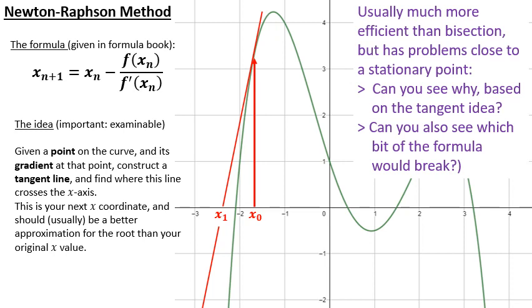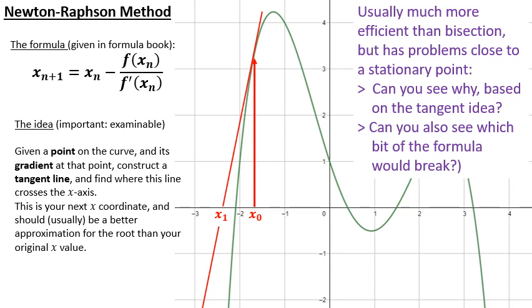If you go directly at a tangent to a stationary point, it'll be a perfectly horizontal tangent and it will never cross the x-axis. So you certainly can't use a stationary point, because the entire thing breaks down. You can even see that within the formula. You'd be dividing by f dashed of the x coordinate of a stationary point. Well, the definition of a stationary point is a point where the gradient is 0. So you'd be dividing by 0.